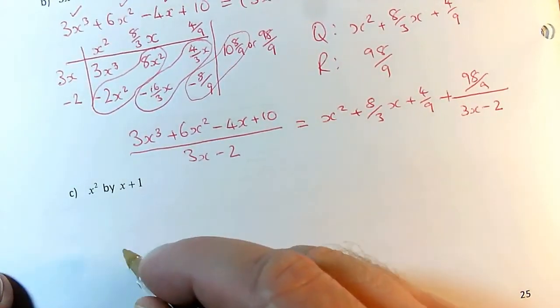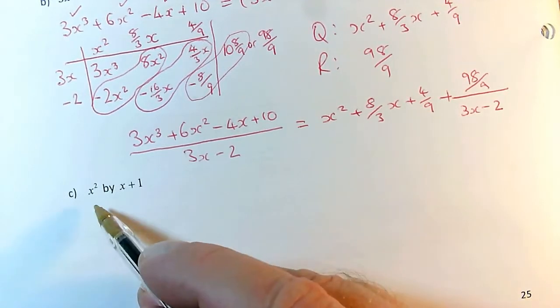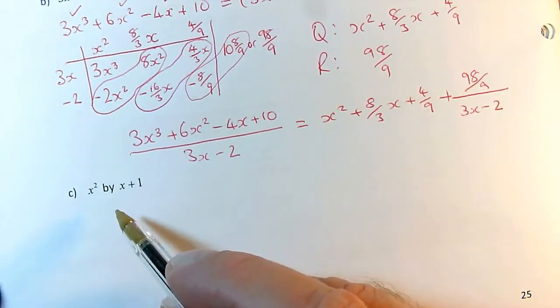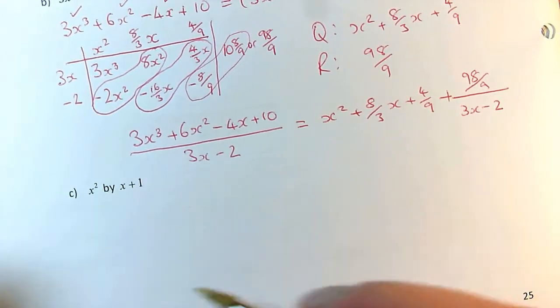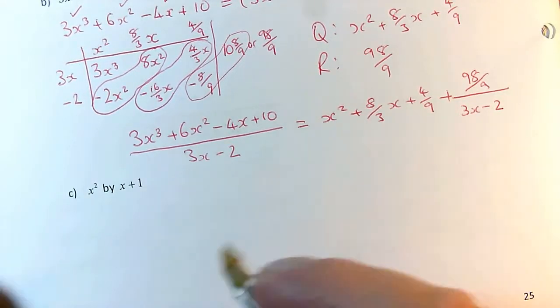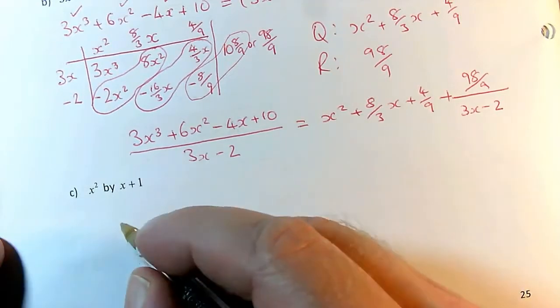This next one's a whole lot friendlier, but it's got this one here. It's got some terms missing. It just looks like an x squared, but it just means that when I set up my grid, I've got to maybe deal with some things that are 0, but I mustn't miss out any terms in the grid.